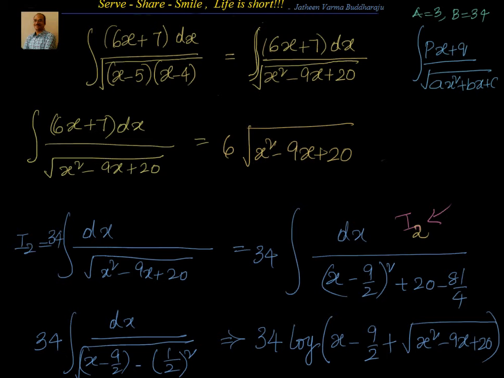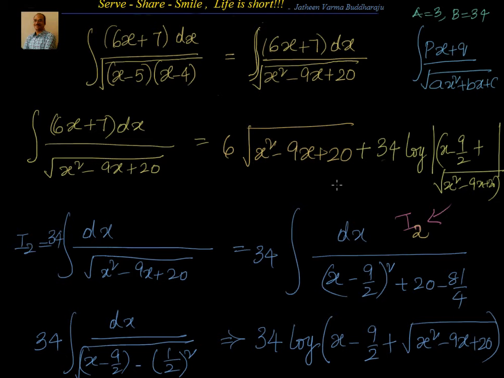The answer will be plus 34 log of x minus 9 by 2 plus root of x square minus 9x plus 20, everything in brackets. So that is our answer.